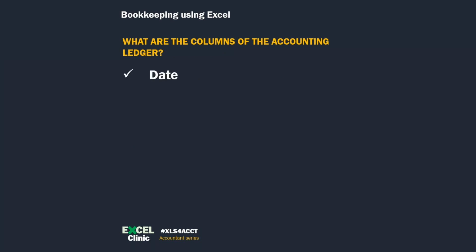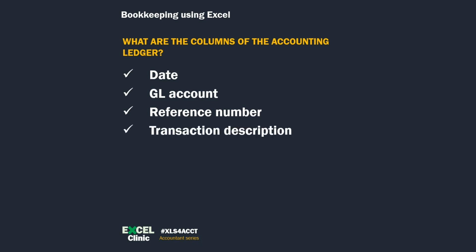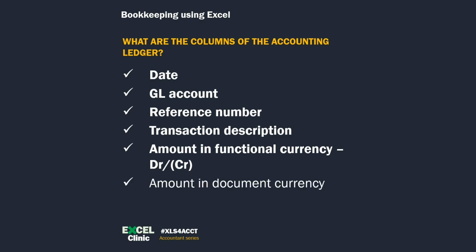What are the columns we need? The basic things. Date, GL account to facilitate summarizations of the transactions into different buckets, the reference number, the identifier that traces back to the supporting document, transaction descriptions, amount in functional currency. We are not going to split debit and credit into two columns. Debit will be in positive and credit in negative. Then the optional items, amount in document currency and the exchange rate.